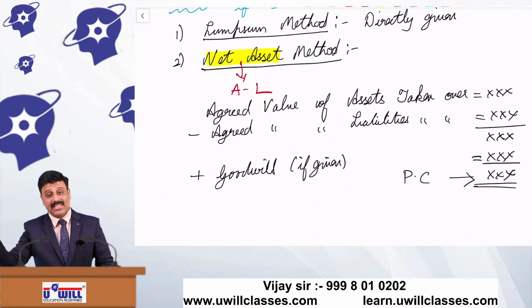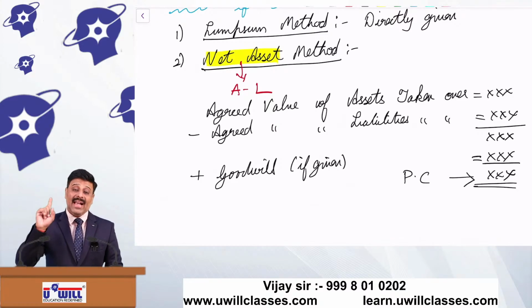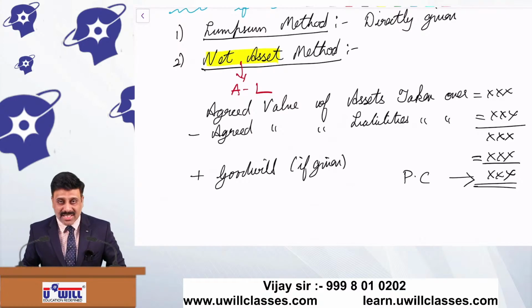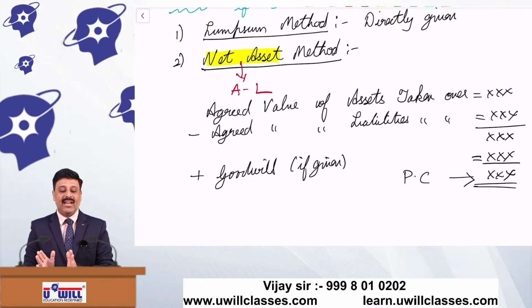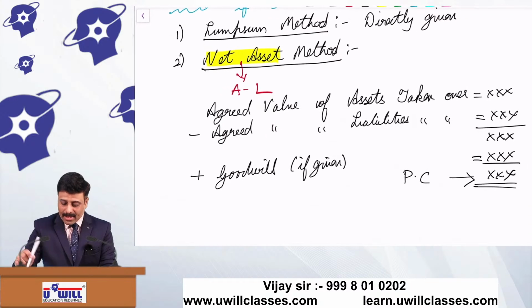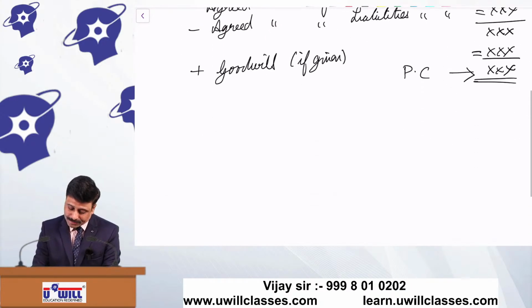Agreed value of assets taken over minus agreed value of liabilities taken over. And if obviously agreed values are not given, then you take book values, values given in the balance sheet itself. But in case agreed values are given, then you'll take the same. Now, the third method of purchase consideration is the net payment method.